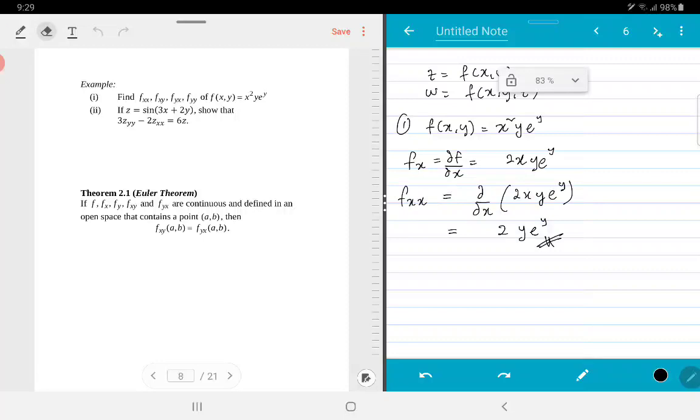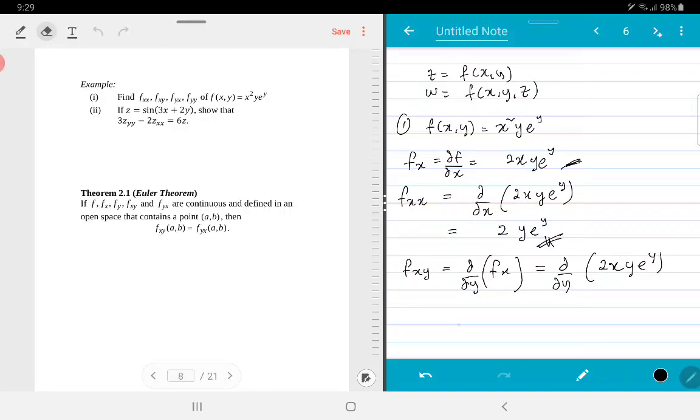Okay, next is we want to find fxy. So for fxy, what you do is you start with partial f, partial x, and then you differentiate it with respect to y. You take partial f partial x, which is this, and then you differentiate it with respect to y. So partial f partial x is 2x y e to the y. In this case 2 and x is considered as constant. So I'm going to write it before we differentiate y e to the y.